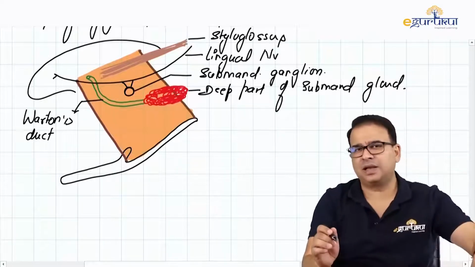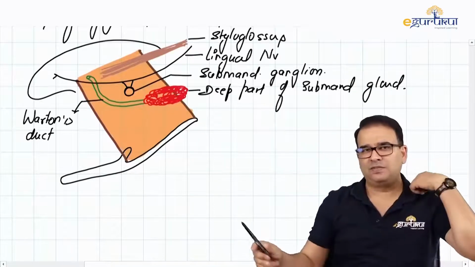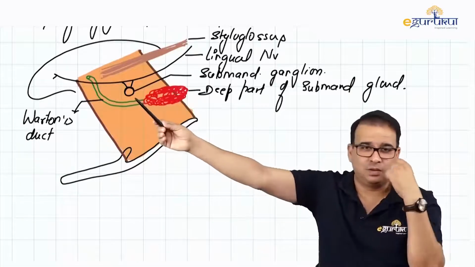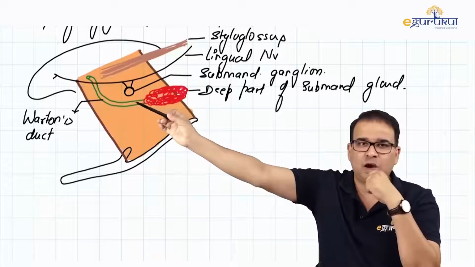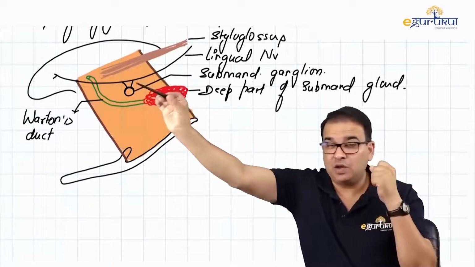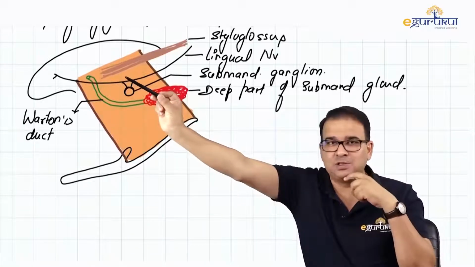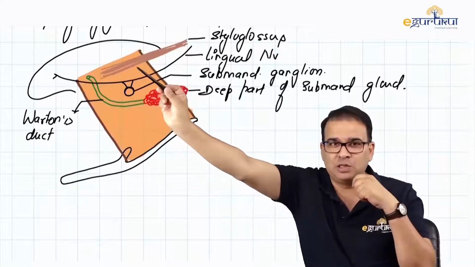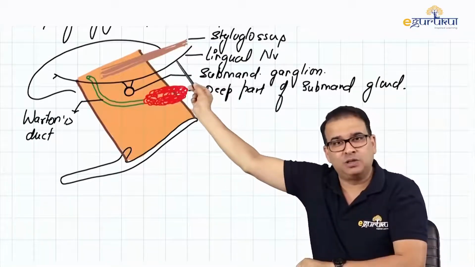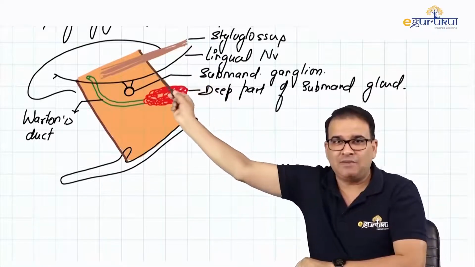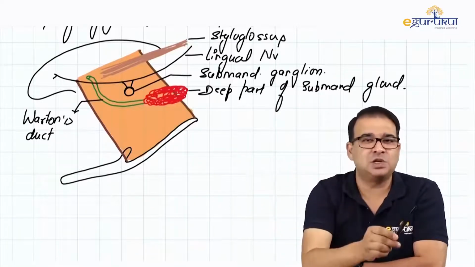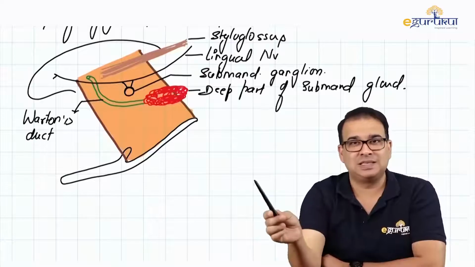And again, guys, you can understand why this relation is important. If there is a stone in Wharton's duct, and you're trying to remove that stone, then the nerve you have to be very, very careful about is the lingual nerve. Because injury to the lingual nerve at this point is not only an injury to the lingual nerve, it is also going to be an injury to the chorda tympani, because the chorda tympani joins the lingual nerve on the posterior side here itself. So injury to the lingual nerve here is not only going to cause loss of general sensation, but also loss of taste sensation as well.